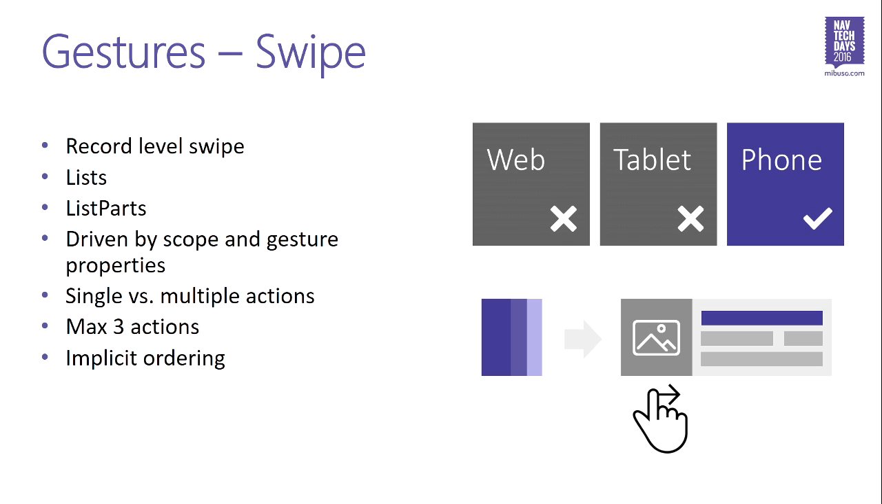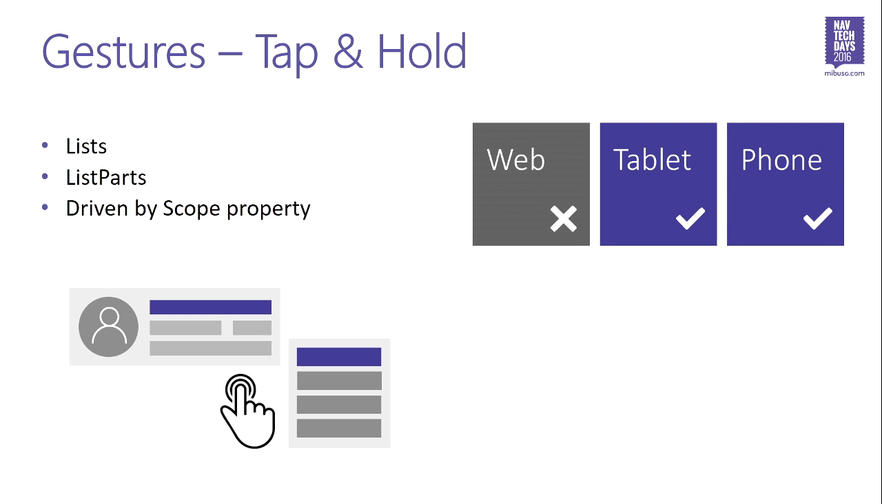Next, I'm going to describe more about the tap and hold. This is the little menu that appears if you tap and hold your finger on the row. This also works in lists and list parts, and they work in tablet and phone. These are driven by the scope property. So swipe action and tap and hold work very similarly. Tap and hold uses only the scope, but the swipe uses the extra one, the gesture. I'll show you how this actually works in action. Let's see.